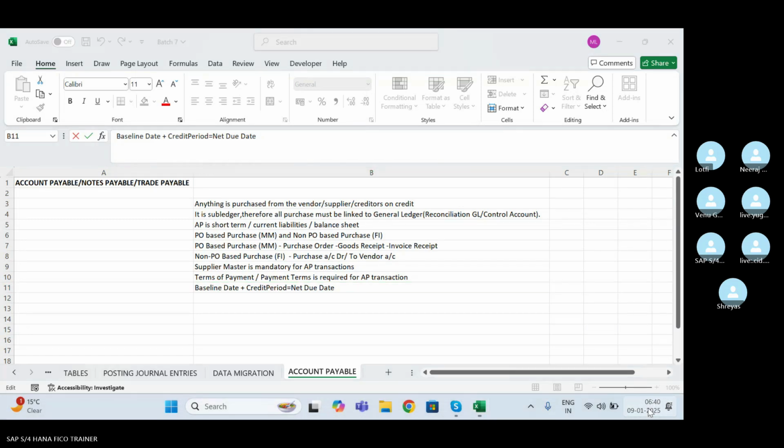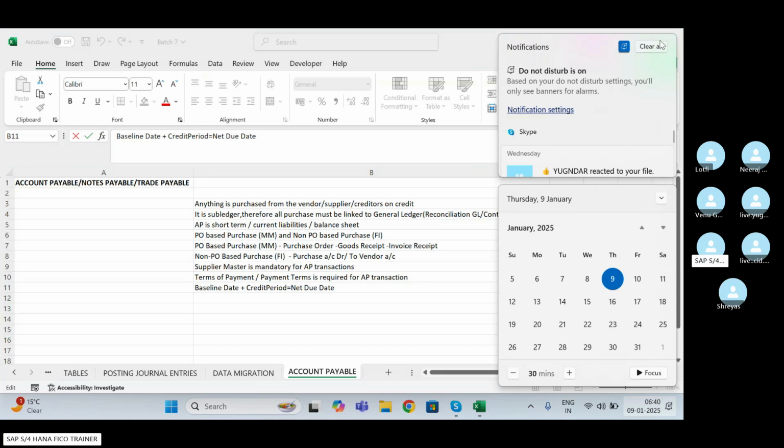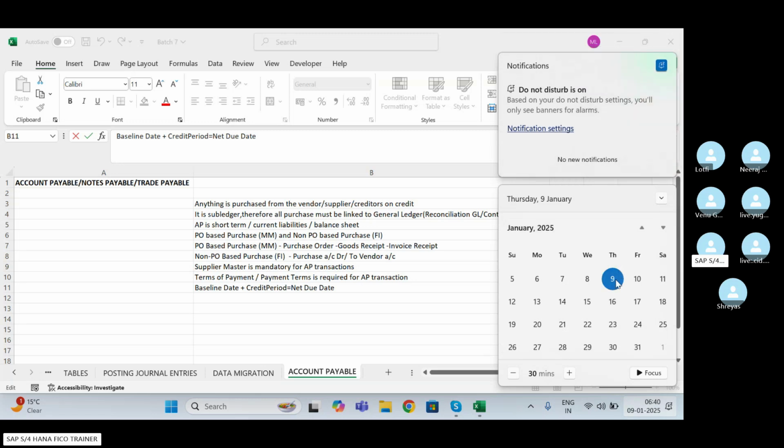Baseline date plus credit period is equal to the net due date. You purchase something today. If your vendor is telling that I'm giving you a 30 day credit period, then count 30 days, and where will it come? It will come somewhere around February 8. So this is your credit period, and the net due date means that on this date or by this date, you must make the payment. So baseline date plus credit period is equal to your net due date.